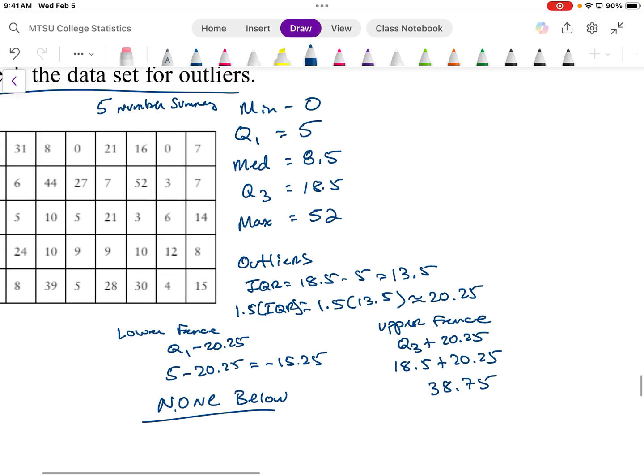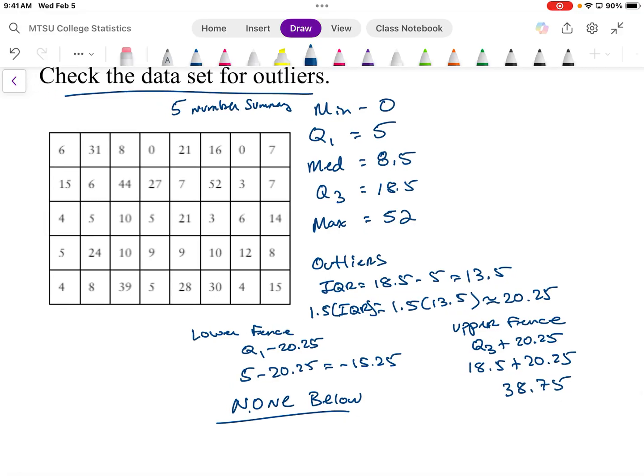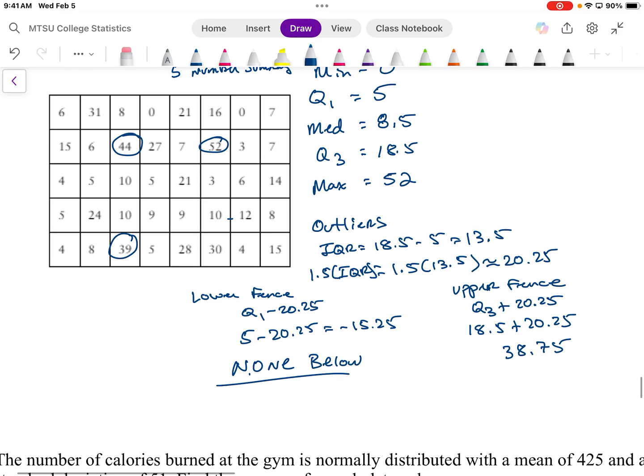Now we just have to look at 38.75. I see a 44, a 52, a 39. Did I miss anybody by going too quick? I think I got the 3 of them on that one. All right, so there are 3 outliers on the upper side, 3 outliers on the upper bound. They happen to be 39, 44, and 52.